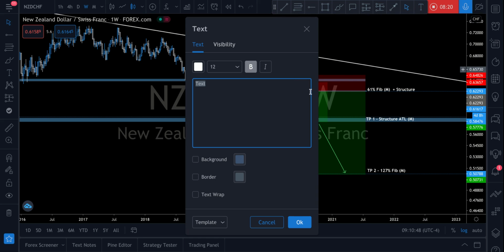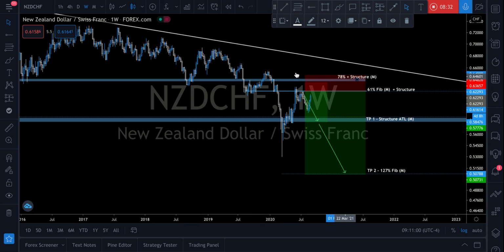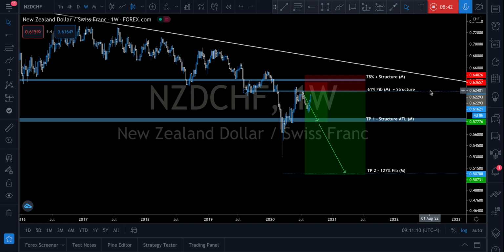I'll mark this up so you guys know why this is here. So this was the 78% structure, and this was the monthly as well. Okay, and that is NZ Swiss franc, guys.